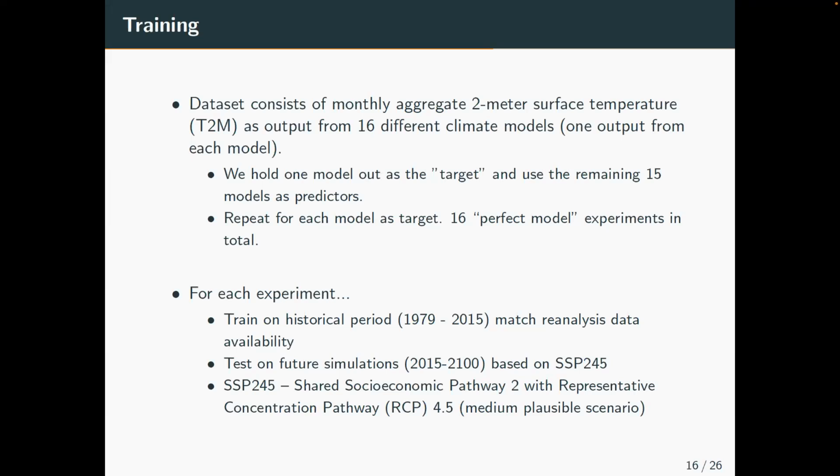We'll train on 1979 to 2015. This is to match the availability of the actual observational data. And then we're going to test on future simulations.